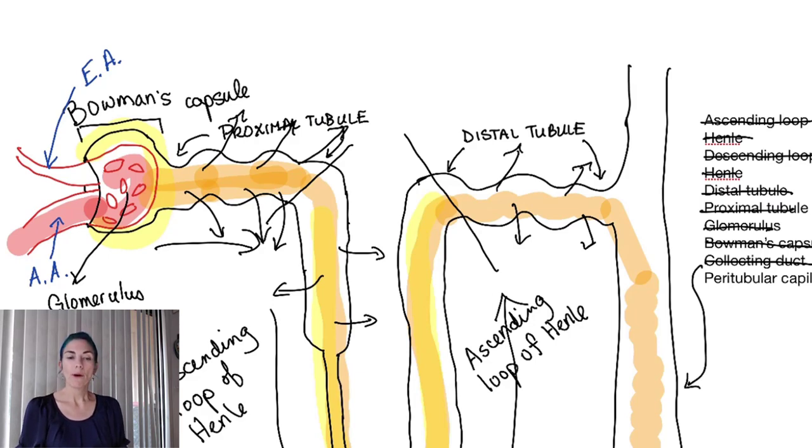Okay, so now that we've finished our discussion of the anatomy of the nephron, let's start talking about processes. There are 4 major processes associated with the nephron, or things that are occurring as part of the nephron's function. They are filtration, reabsorption, secretion, and excretion.